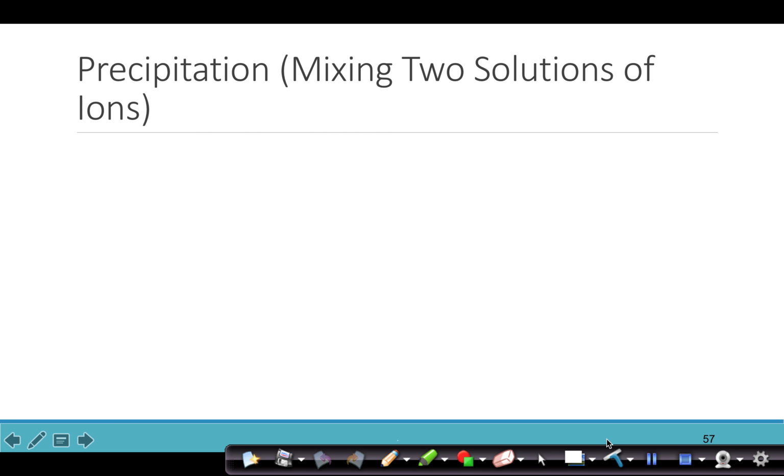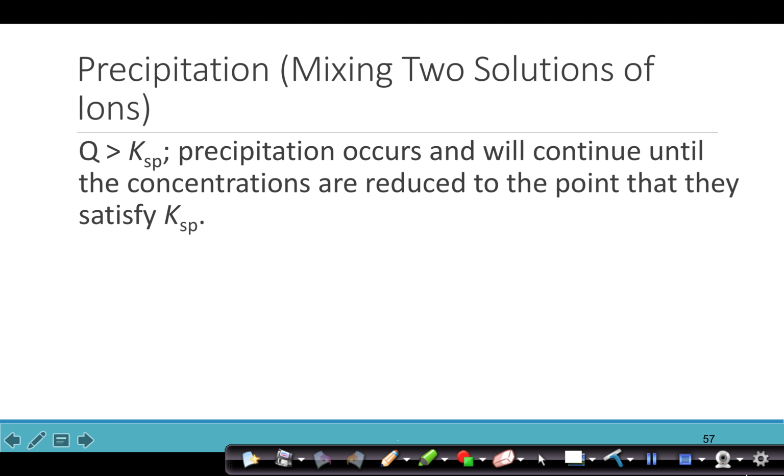And actually, just to move on a little bit, we're also going to talk about precipitation. When we mix solutions, when a precipitate forms, it's because we have exceeded the Ksp. So when we make a precipitate, it's because we've gone too far for the Ksp. So if when we put the ions into the Ksp expression, the Q is greater than Ksp, that means we have too many ions. That means that there will be a precipitation.